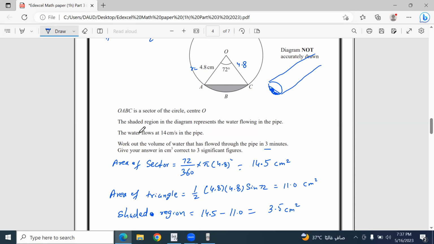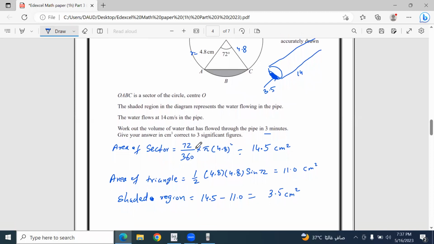Now we will move on to the volume. Okay, the water flows with 14 centimeter per second. So it means the length is 14, and we find this area, which is 3.5, and work out the volume of water. Remember this is 14 centimeter per second, it flows through 3.5, but they want 3 minutes. And remember 3 minutes, how many seconds? Because they want the answer per second. So 3 multiplied by 60. Now it is in seconds, okay?